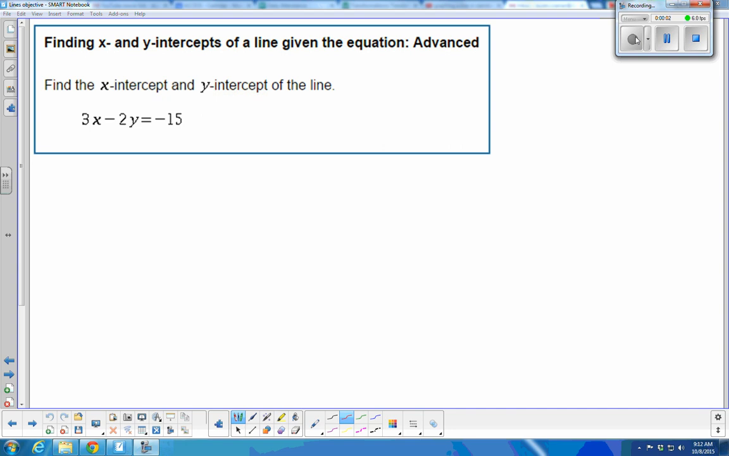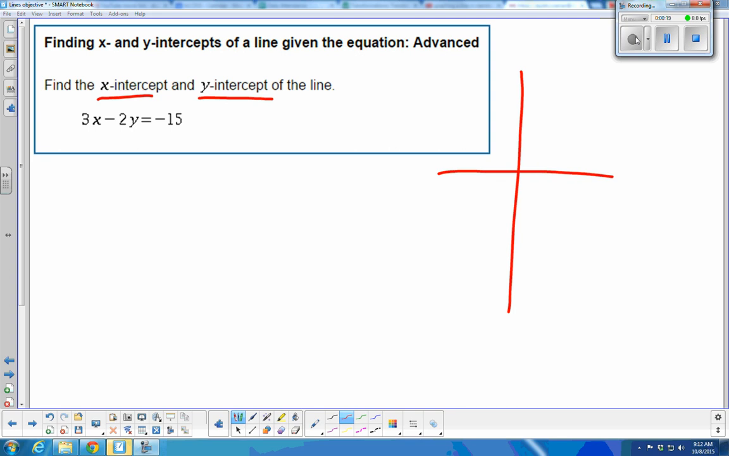Okay, so the first thing we're going to do here is finding the x and y intercepts of a given line in Algebra. That's the name of the topic. So what we're doing when we're looking for the x and y intercepts, we're trying to figure out where it crosses the x and y axis.